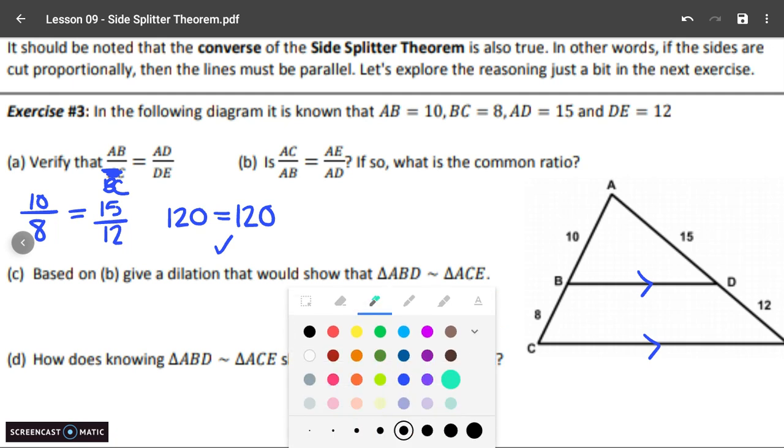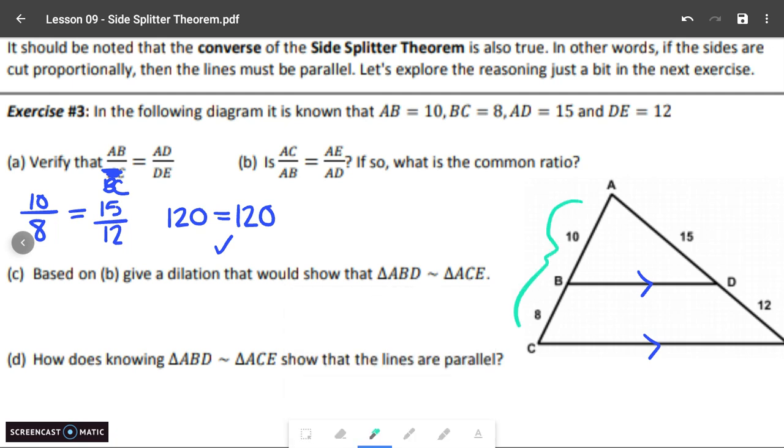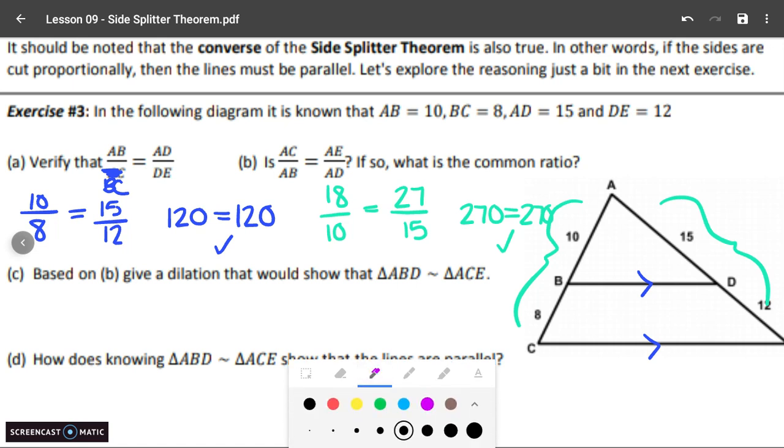Now, in the second one, we're comparing AC, which is the whole side of 18, over AB, which is 10, equal to AE, which is 27, over AD, which is 15. And when we cross multiply, it is still going to be in effect that 270 is equal to 270. So that is true. Now notice we can find a common ratio in this case because it is comparing a small triangle and a larger triangle.